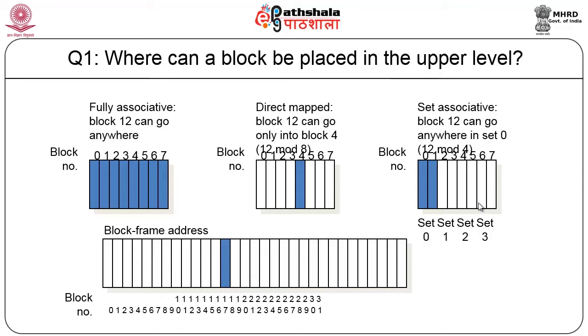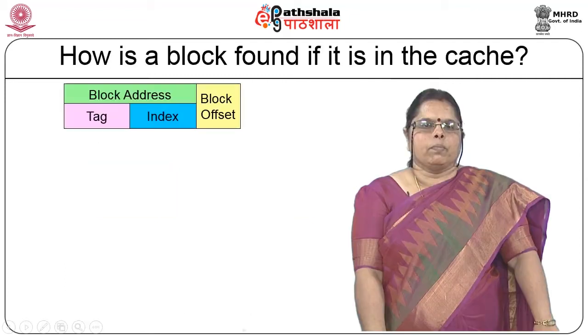When you look at direct mapping, block 12 mod 8 gives you a value of 4. So it can only be placed in block 4 of the cache. It can't be placed anywhere else. When you look at set associative mapping, we are looking at two-way set associative mapping. There are 4 sets here, so 12 mod 4 gives you a value of 0. So it maps onto set 0, and within set 0 you have 2 blocks, so it can be placed in either of these 2 blocks. That is set associative mapping.